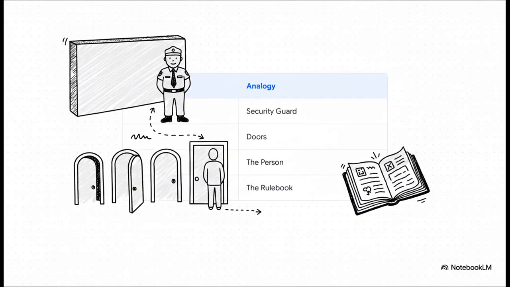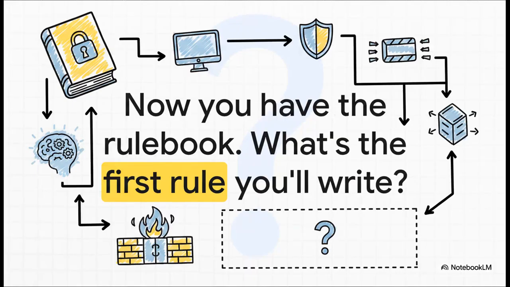So if you forget everything else, just remember these analogies. The firewall is your security guard, the ports are the doors into your system, the IP address is the person knocking on the door, and iptables, well, that's just the rulebook that tells the guard what to do. So there you have it. We've taken a pretty complex topic and turned it into a simple story about a guard, some doors, and a rulebook. You now have the fundamental concepts you need to understand this powerful security tool. So the only real question left is, now that you have the rulebook, what's the first rule you're going to write?